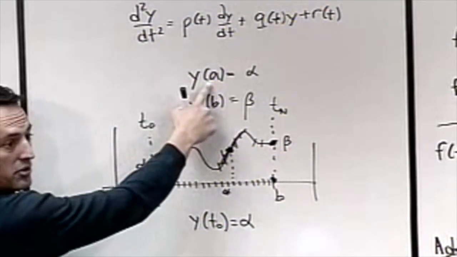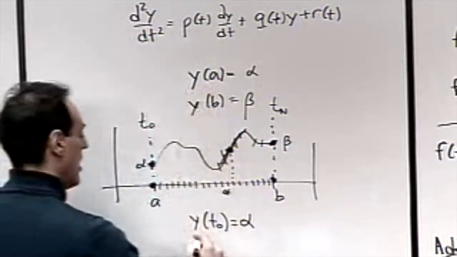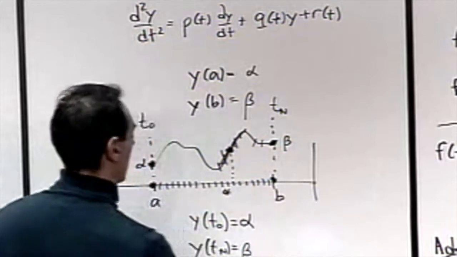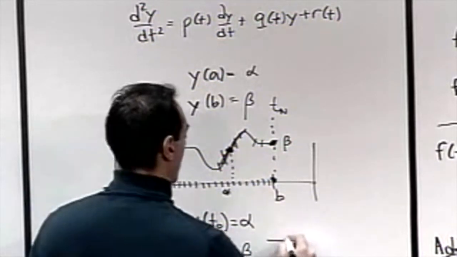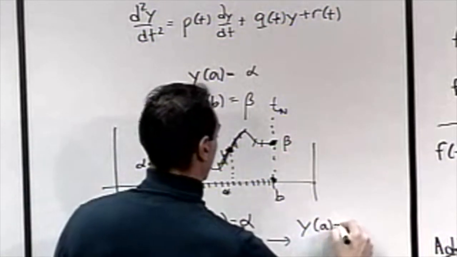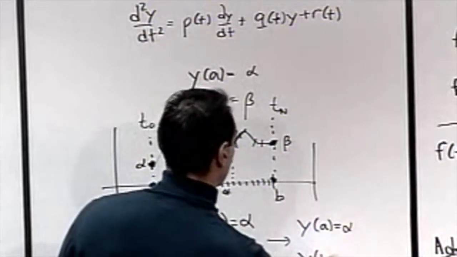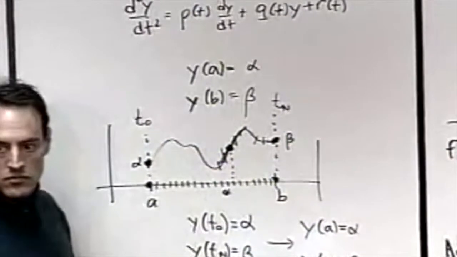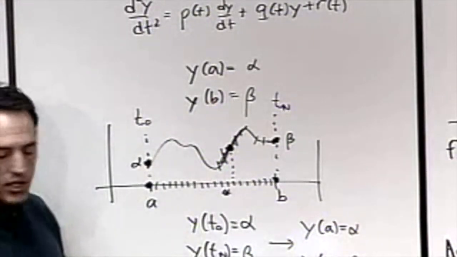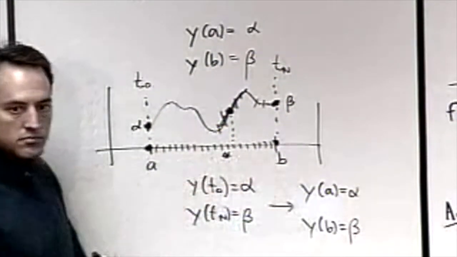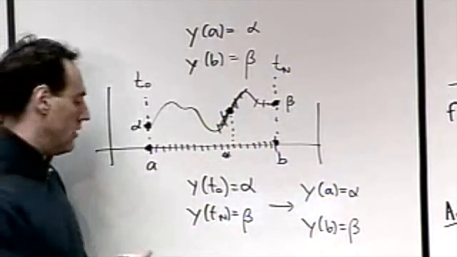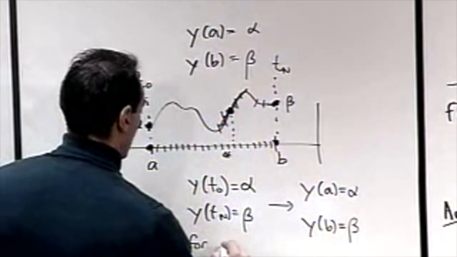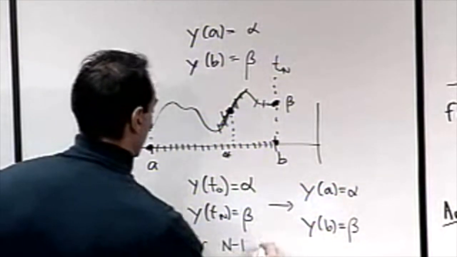Because that's what I'm imposing. That's my boundary condition. I also know that y of t_n is equal to beta. Okay? Because these are nothing more than our boundary conditions: y of a equals alpha, y of b equals beta. So all I've got to do is solve for the interior points. Solve for the remaining n-1 points.